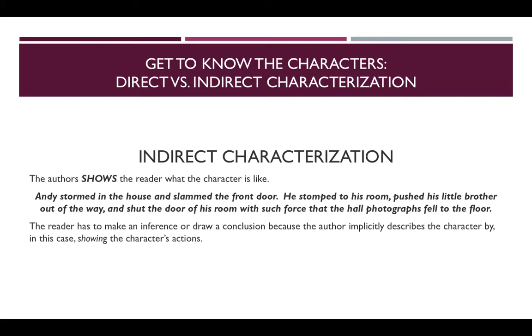Let's look at Andy again. Andy stormed in the house and slammed the front door. He stomped to his room, pushed his little brother out of the way, and shut the door of his room with such force that the hall photographs fell to the floor. The reader has to make an inference or draw a conclusion because the author implicitly describes the character by, in this case, showing the character's actions.